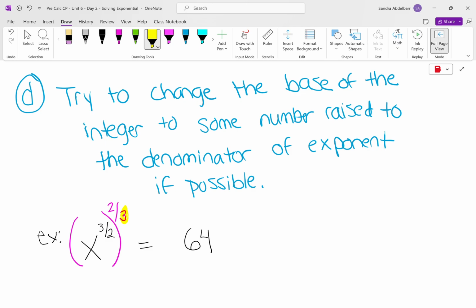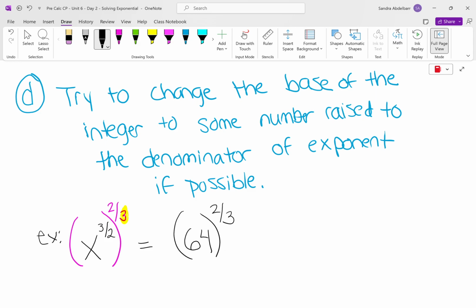The denominator that we write, is that even? No. So do I need to do plus or minus? No. We only need to do plus or minus if the exponent we write has an even denominator. Since the denominator is not even, we do not write plus or minus. So now on the other side, I have to also raise it to the 2/3 power.